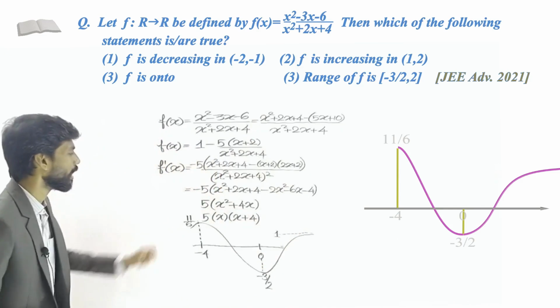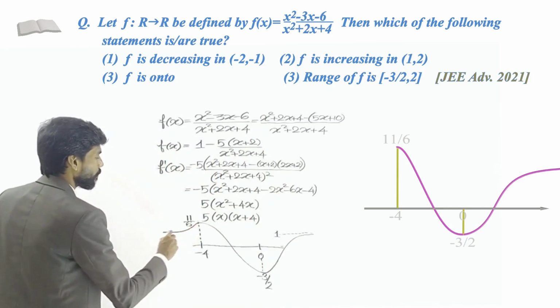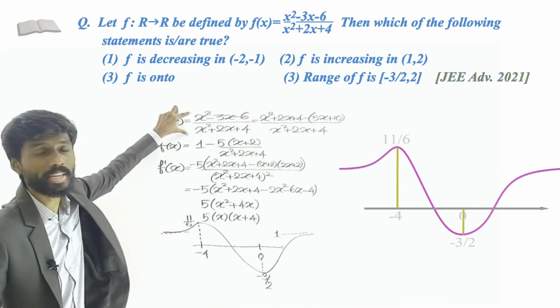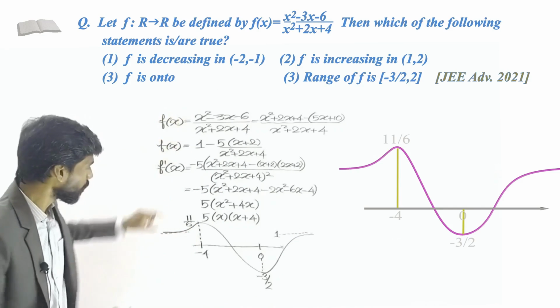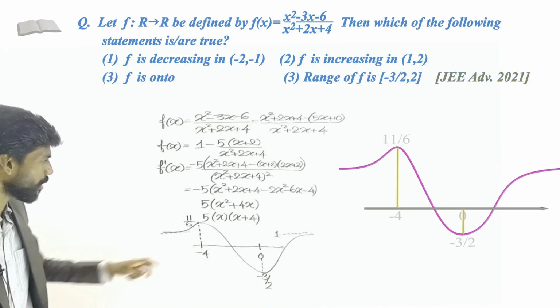Similarly for negative values also it reaches 1. When x tends to minus infinity this expression tends to 1. So this is roughly the graph of the function. That means what is the range of this function from this?